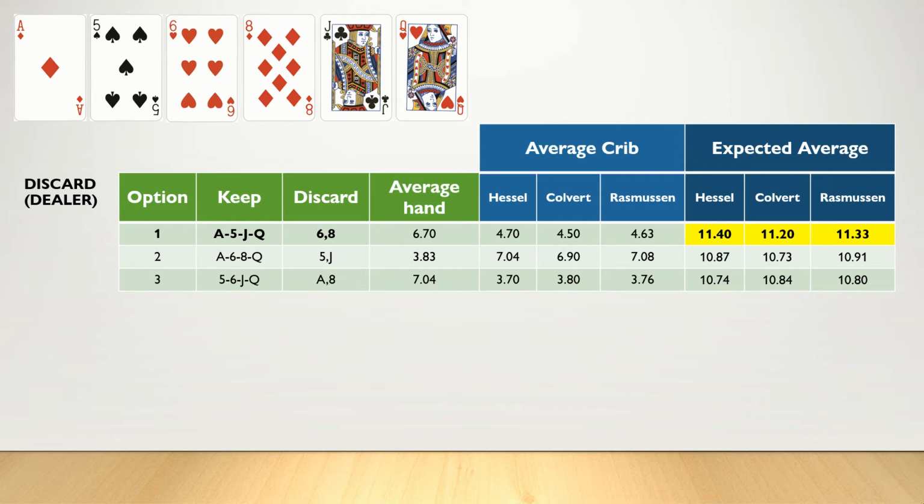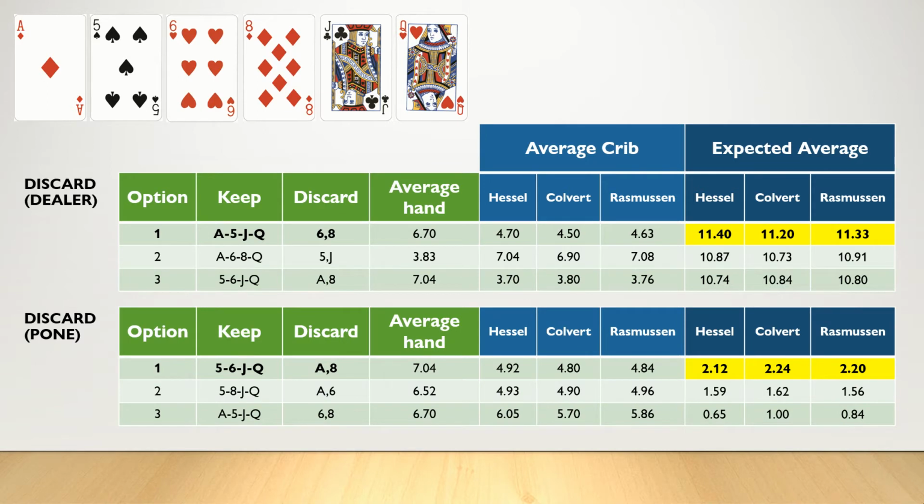We see that the second option, discarding 5 Jack, and the third option, discarding Ace 8, have expected average values that are slightly less than discarding 6-8. So that's dealer. Let's look at the expected average values for the non-dealer. For the non-dealer, the mathematically optimal discard is the Ace 8.